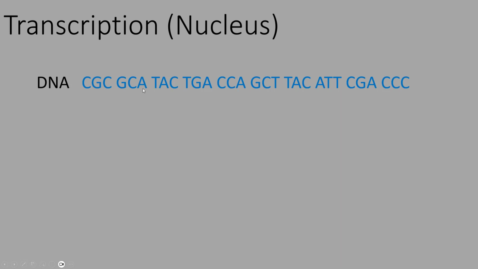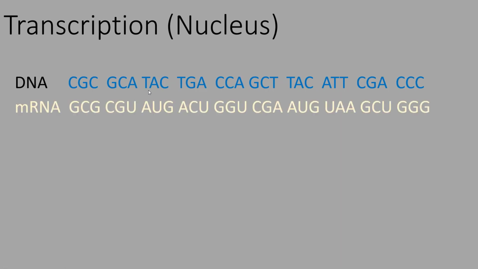I'll start with you. If we have a C on one side, down here, what do we have? A G in the messenger RNA. If we have a G up here in the DNA, we have a C down here in the RNA. So keep going all the way through. Remember what happens when you have an A on the DNA side, and see if you can get the messenger RNA, which should look like this.